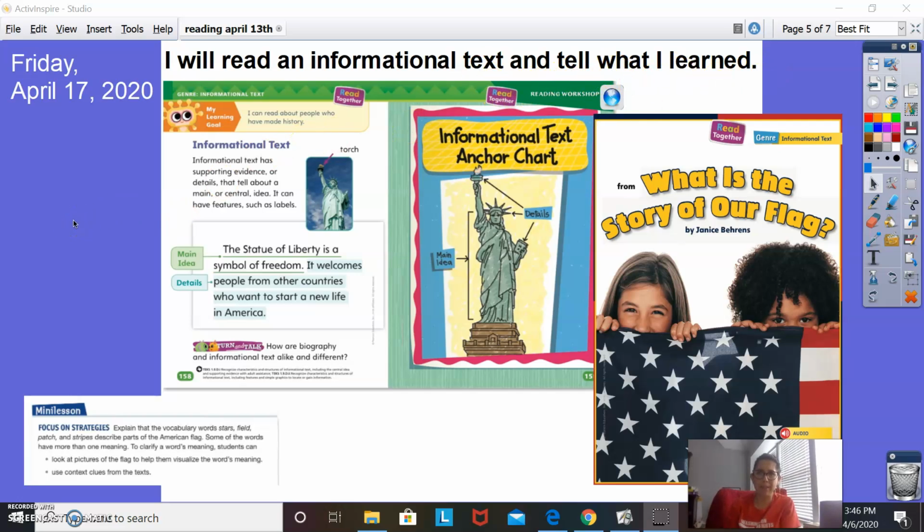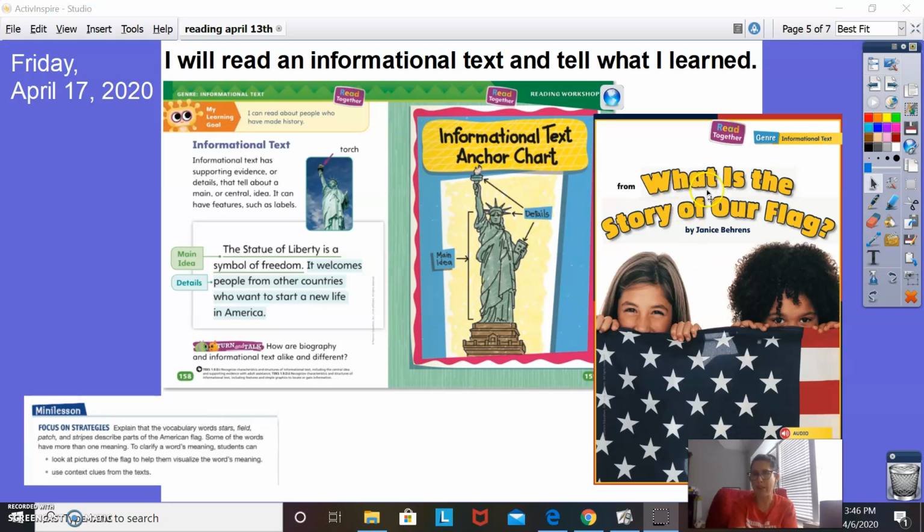Let's go ahead and begin by thinking about this book. What is the story of our flag? And thinking about, is this book a fiction or nonfiction? So we know that a fiction text is telling us a story. It is probably not real, could not really happen. Then if we think about nonfiction, we know that it is true. It is maybe used to show us how to do something, or it is used to tell us or teach us about something. So we can use the book, the title, and the pictures to help us make a prediction.